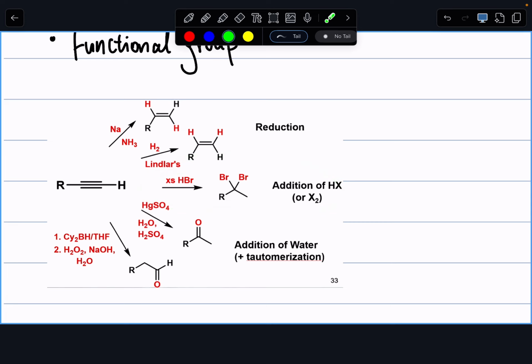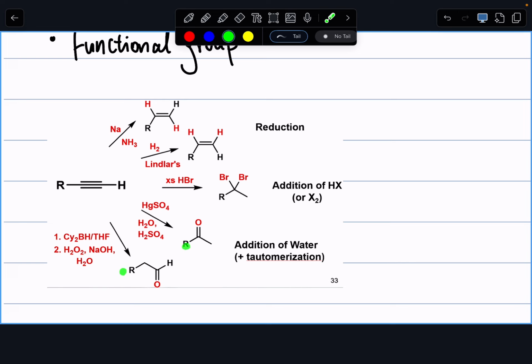And then for HBr addition, if we have excess HBr or H2 as your reagent, you're forming the dihalogenated alkane product. And then we have addition reactions. Treating your alkyne with mercury sulfate under acidic condition, we're transforming your alkyne into a ketone after the formation of the enol and the enol-keto tautomerization. Alternatively, the addition of water onto an alkyne can take place under basic condition with hydroboration, followed by enol-keto tautomerization, which gives you an aldehyde as a product.